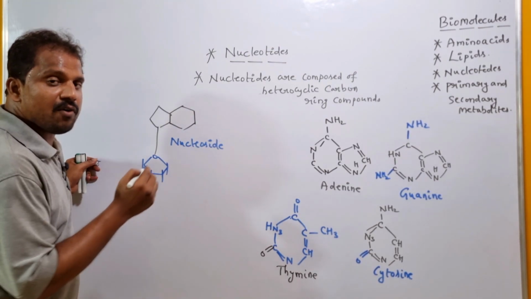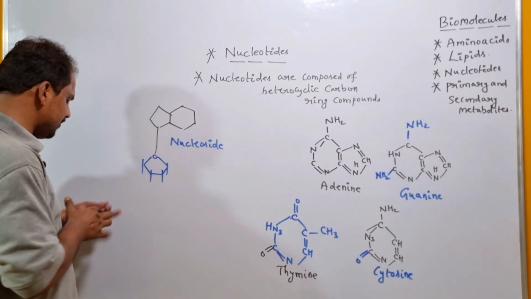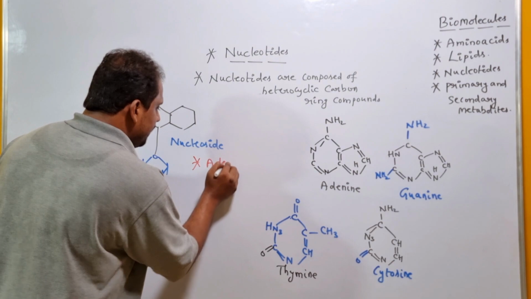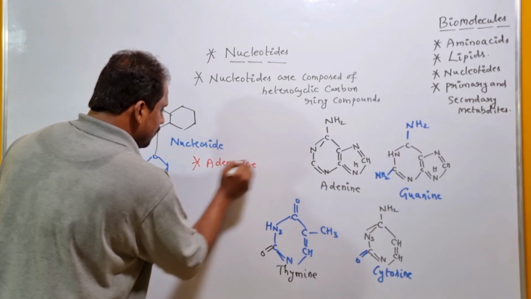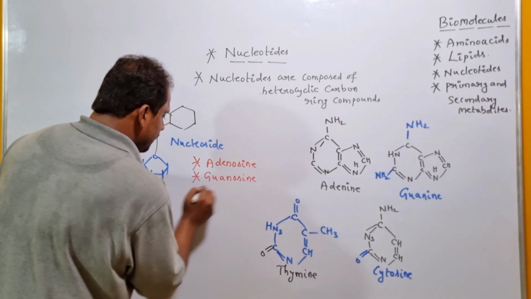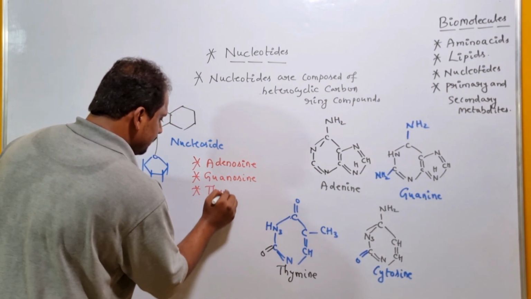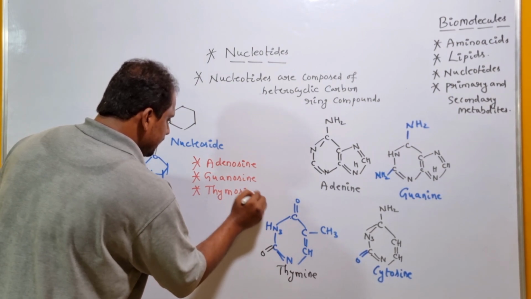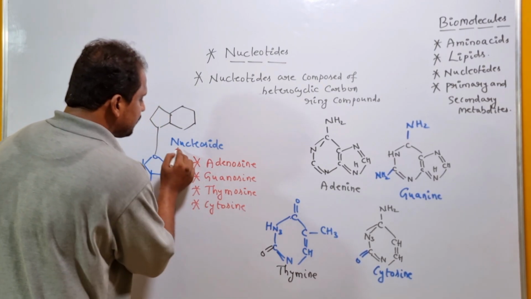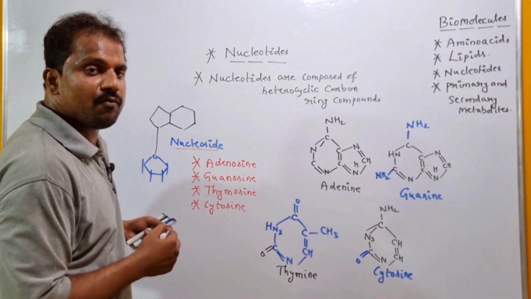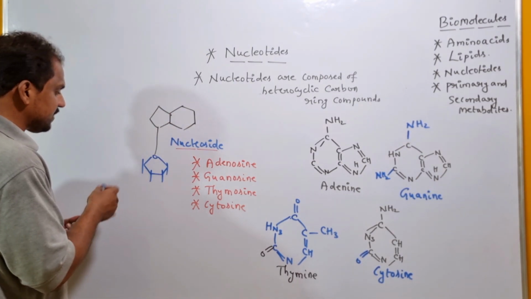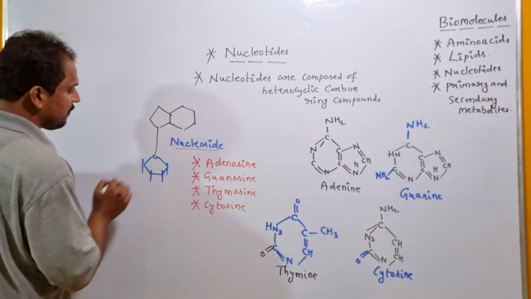Is it clear? What are the various nucleosides here? The various nucleosides include adenosine, guanosine, thymosin, and cytosine. Is it clear? All these are nothing but nucleosides. Then what are nucleotides? Once the specific nucleoside remains in association with the phosphate moiety, it leads to the formation of what? Nucleotide.